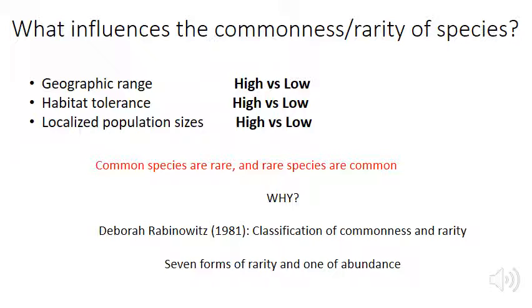So why is that? Well, Deborah Rabinowitz in 1981 came up with this classification of commonness and rarity. So 7 forms of rarity and 1 of abundance. Essentially what she was saying is that if you look at those 3 different factors, geographic range, habitat tolerance, and localized population sizes, there are 7 different combinations where at least one of those is low, and only one combination where all three of them are high.